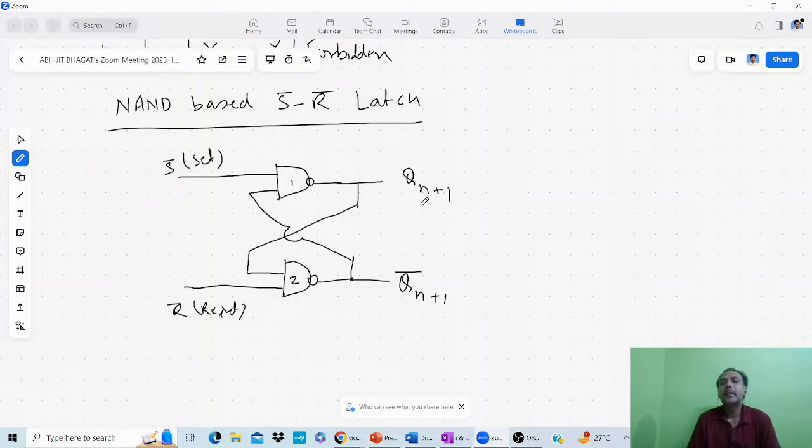Means you are sending the... Suppose this is the time n, and you provide that output at the input at time n, then you will get that output at time n plus 1 next. You can write Q or Q bar also, there is no issue.